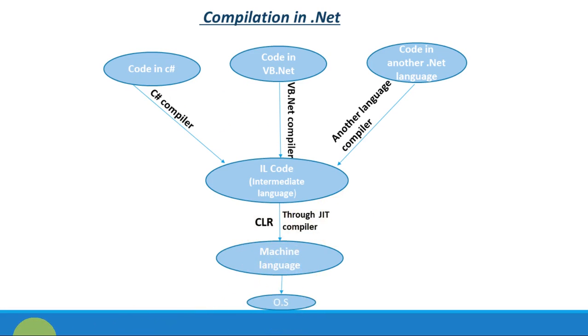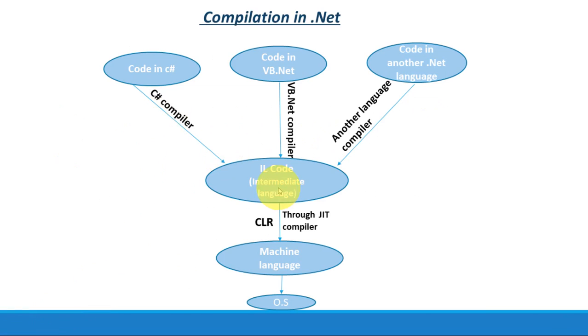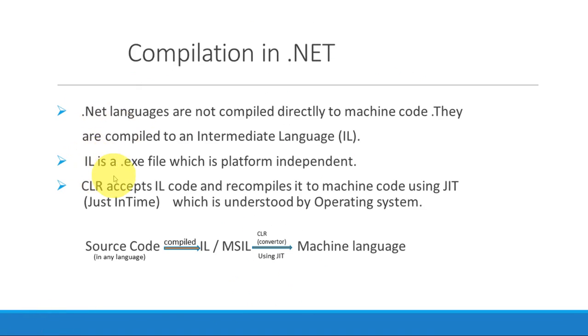So let's take a look at the whole explanation of a few points which I have already explained. .NET languages are not compiled directly into machine code. As I have already explained, they are compiled to IL code first. The .NET language is not directly compiled to machine language. It is first compiled to this IL code, and then through this IL code it is converted into machine code. So what is IL code?